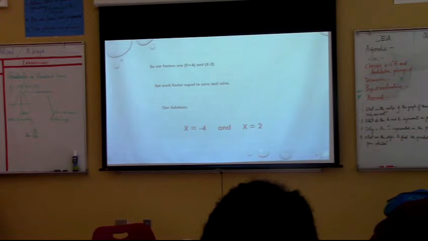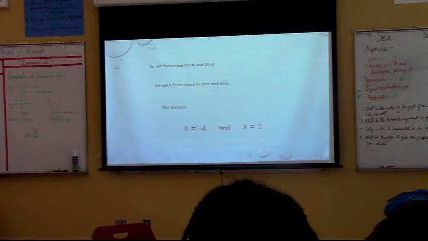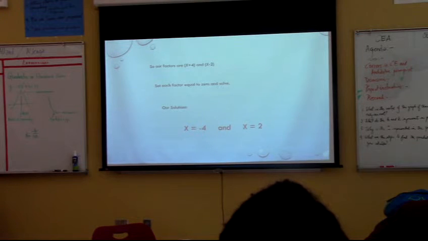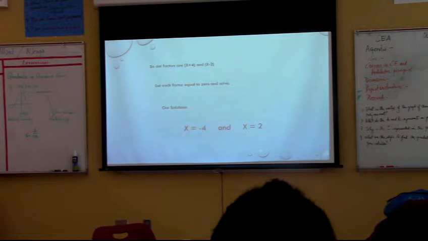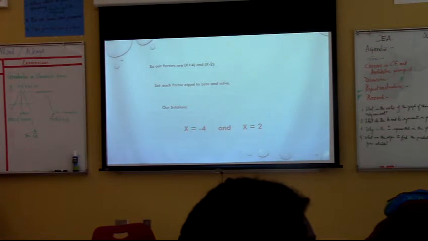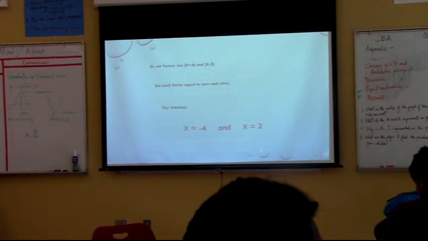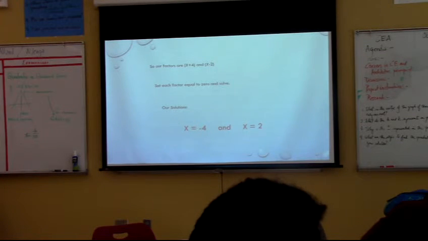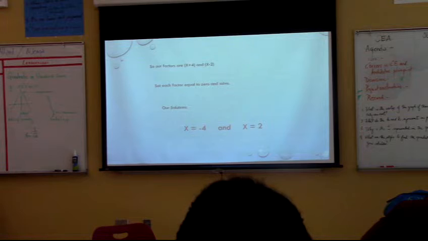It gives us -6 when multiplied, but when we add them together, we get +5. So what two numbers are those? -3 and 2? Think about it again. -2 and 3? Look at it again.